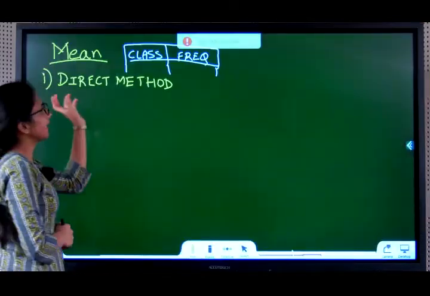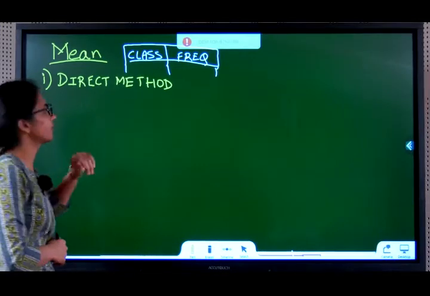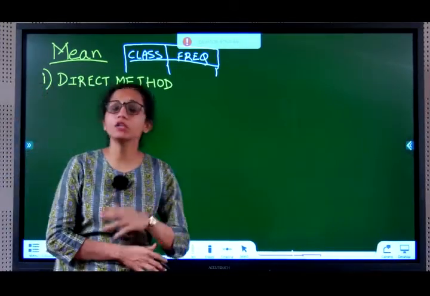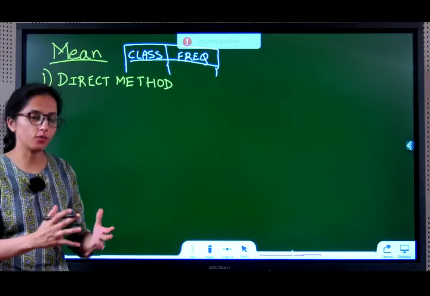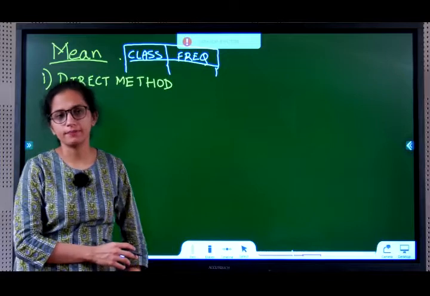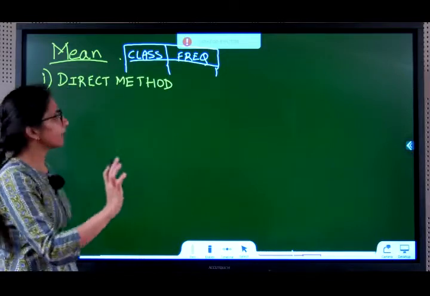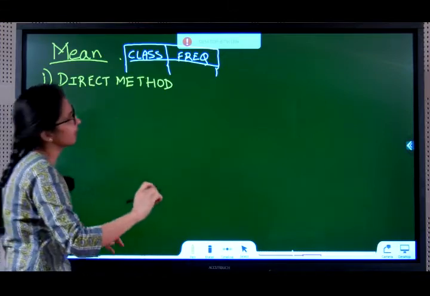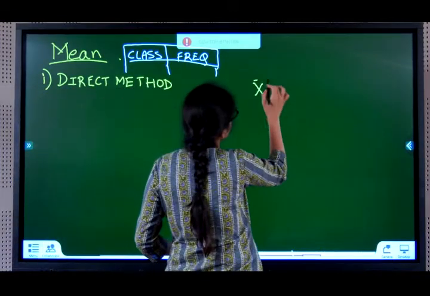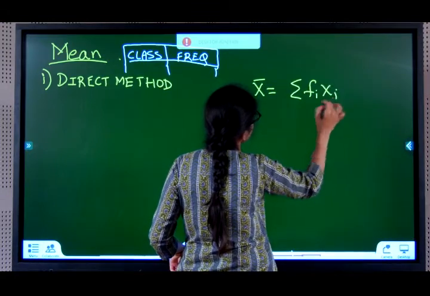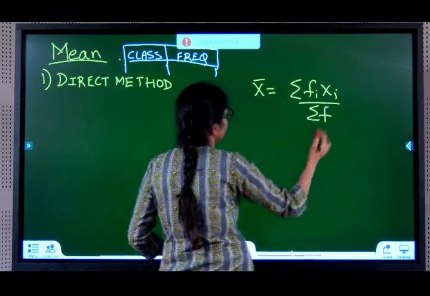So now we'll see how to find the mean and what the different techniques are. The first technique we learned is the direct method. When we look at the data in the question, class and frequency will be given. So for the direct method, the formula is x bar equals summation fi xi divided by summation fi.